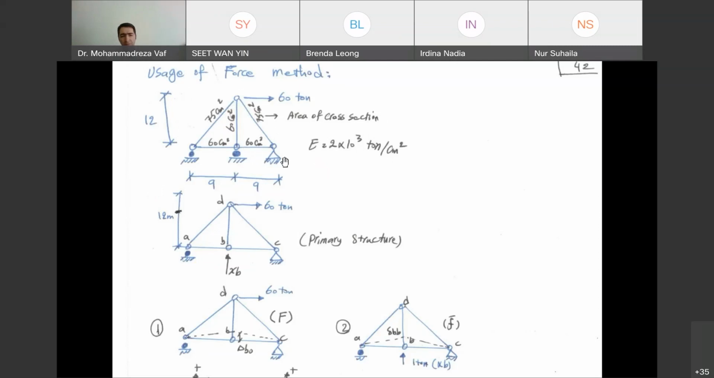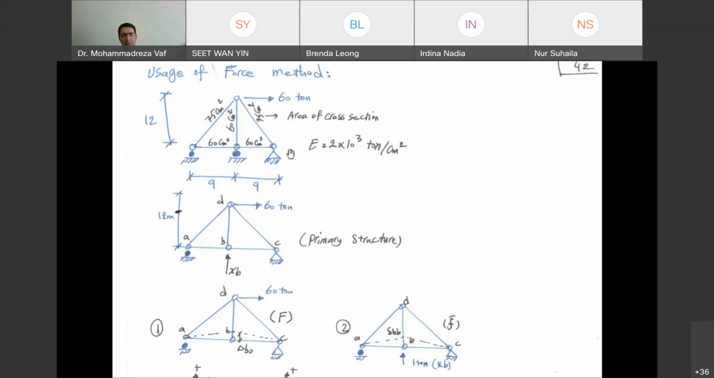Like beams and frames, the first thing that we need to do is to determine the degree of indeterminacy. For this truss, if you look carefully, we have 3 supports, 2 roller supports and 1 pin support. Each roller support gives us 1 support reaction, and the pin support gives us 2 support reactions. So totally 4 support reactions. We can write down 3 equilibrium equations. Therefore, 4 minus 3 equals 1, meaning this truss is externally 1 degree indeterminate.